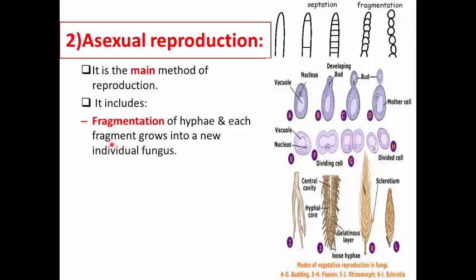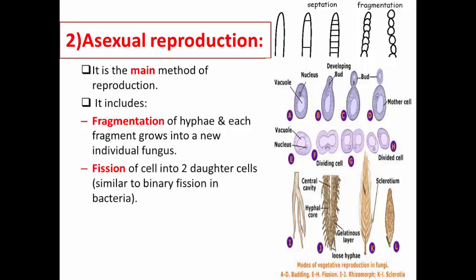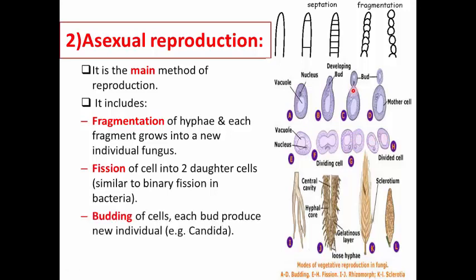So it's called fragmentation. This means the hyphae, and each fragment will be separated and grow into a new individual fungus. We have fission, like binary fission. Each fungus is divided into two equal daughter fungi. Budding: only a small part from the body of the fungus is separated to yield the bud. But in budding, the bud is smaller than the mother cell, while in fission, they are both the same size.